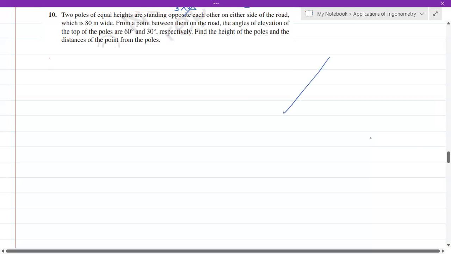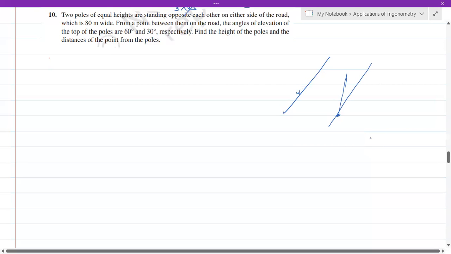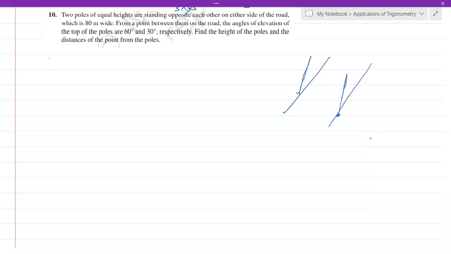Let's say we have got a road like this, and there is a pole here, and let's say there is another pole like this. These are the two poles. Let's say this pole is AB, and this pole is CD, and the width of the road is given as 80 meters.